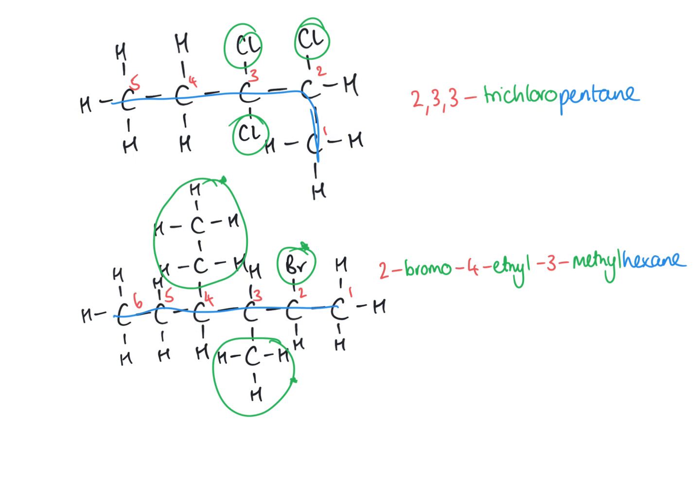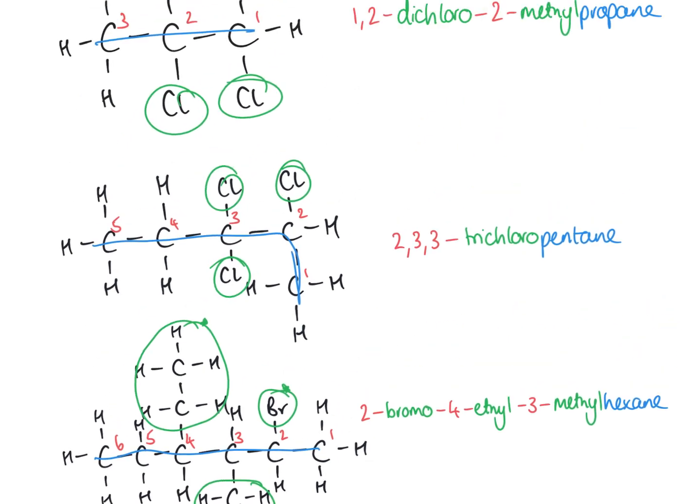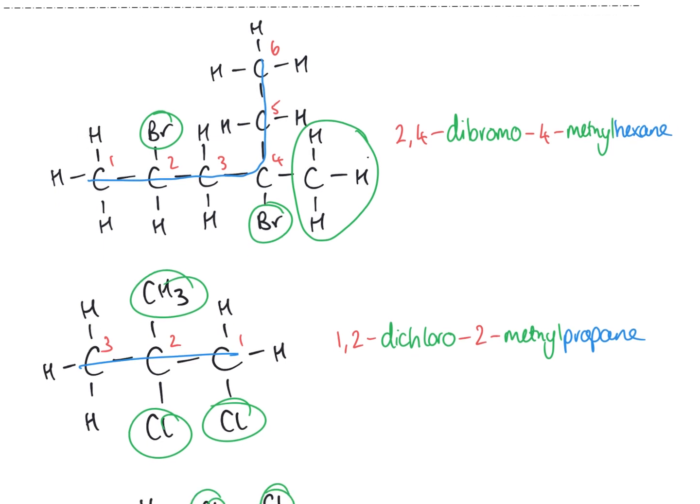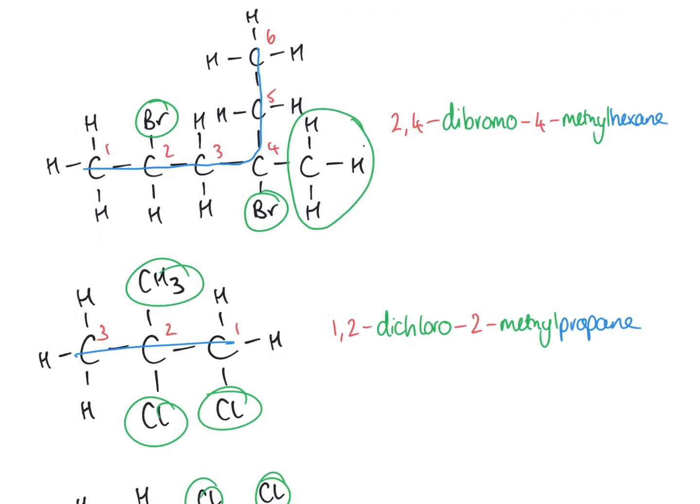You could also be asked to draw the skeletal formula for halogenoalkanes, and that's done exactly the same way as before. If we go back to the top of this page, we can do these examples, and you can go back to the previous page and do those as well. You probably find it easiest from the name. So if we have a look at this top one, the hexane is the longest part of the chain, so I would do that first.